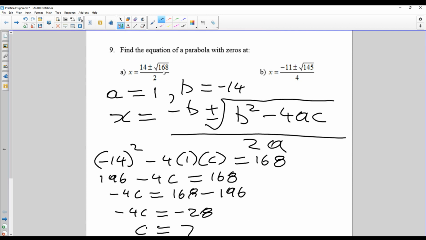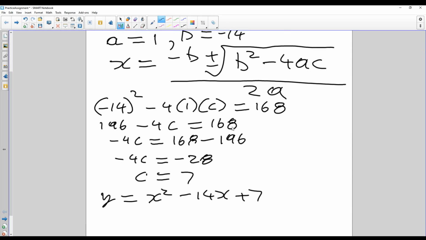It doesn't, so we'll just go with the standard form. Okay? That would make the most sense. X squared minus 14x plus 7 would give us that solution. Okay? Are we doing okay with this so far? All right? All right. Second question.